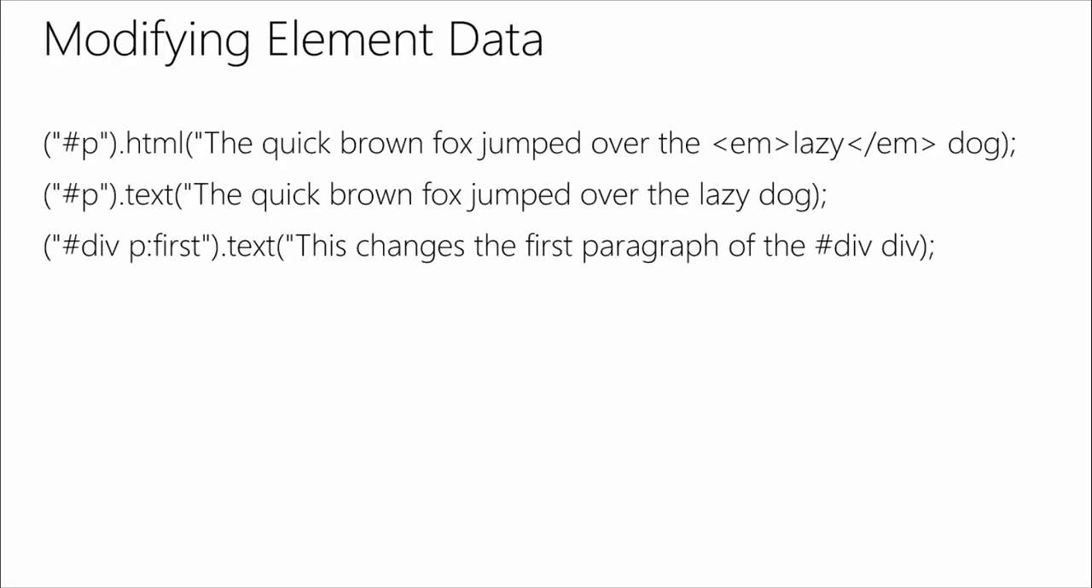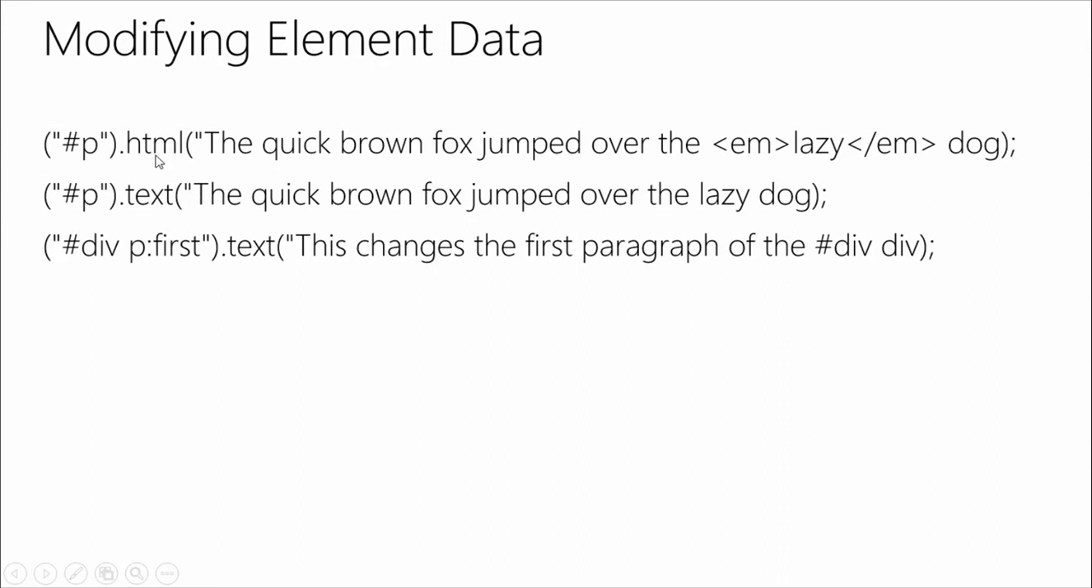So element manipulation. We have a selector. Once we've selected our wrap set, we can then run a method on it. And in the case here on the slide, I'm selecting a paragraph, and then I'm resetting its data by calling HTML or text. So that's 2 ways I can modify element data. So it's the actual content of the element itself. So these are usually paragraphs, divs, and things like that. So this is a great thing we can do, HTML or text.